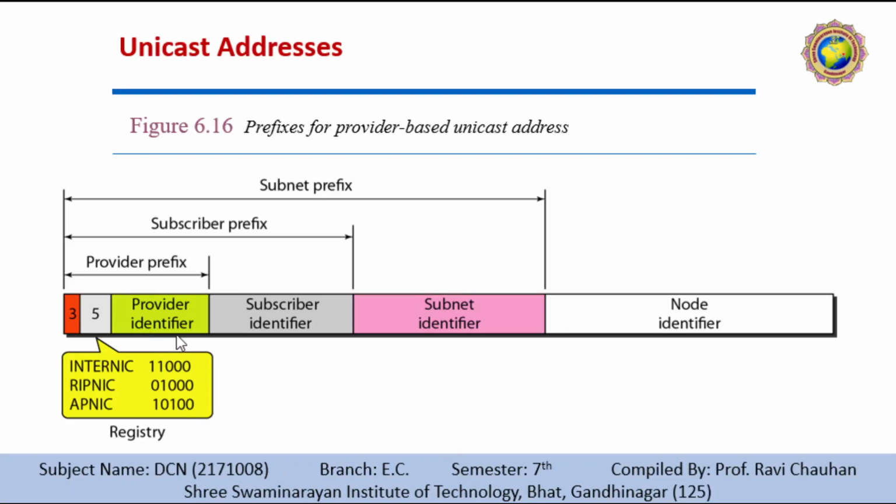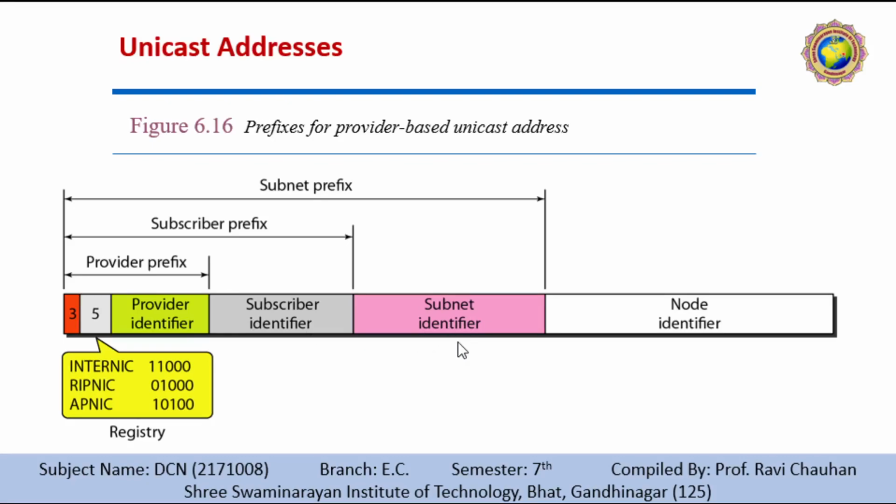Next is the provider identifier. This is of variable length. This field identifies the provider for internet access, such as our ISP. A 16-bit length is recommended for this field. Fine. Next is the subscriber identifier. When an organization subscribes to the internet through a provider, it is assigned a subscriber identification. A 24-bit length is recommended for this field.